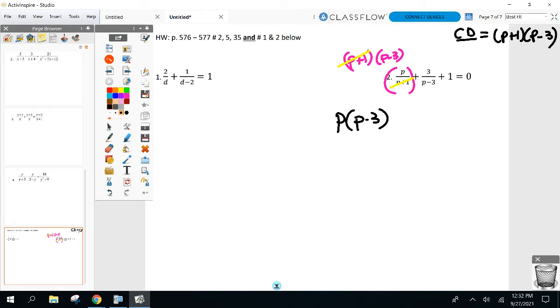I'm going to leave it like that up there. Again, guys, if you want to just distribute that right now and write P squared minus 3P, I'm all right with that. Okay, so let's go to the next fraction. Just give me some time here, and I'll do my best to fill you in.